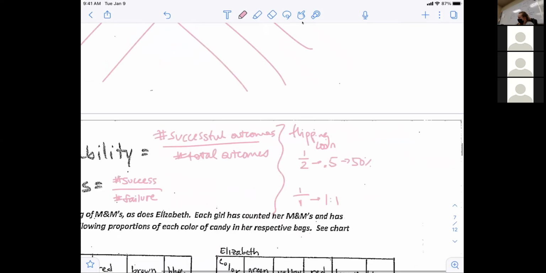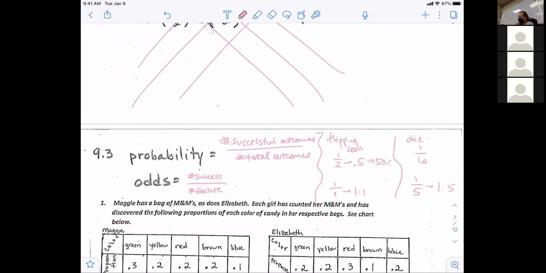Similar for a die. If we're using a die and I say, okay, what's the probability of rolling a 5? 1/6, right? There's only one side that's a 5 and there are 6 total sides. What's the odds of rolling a 5? Not 1/6, 1/5. Yep. I don't use odds a lot. The majority of what we use is probability, but I want you to know there's a difference.